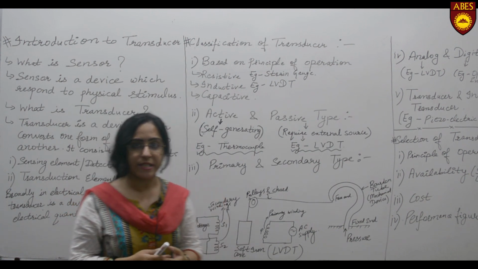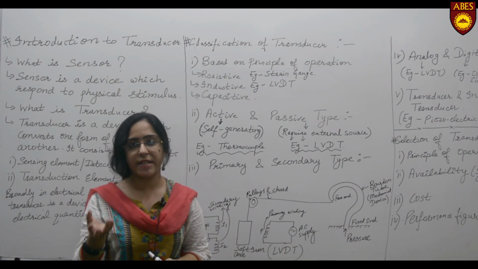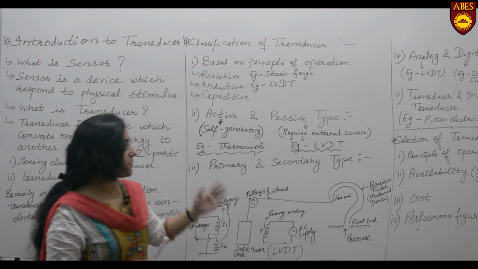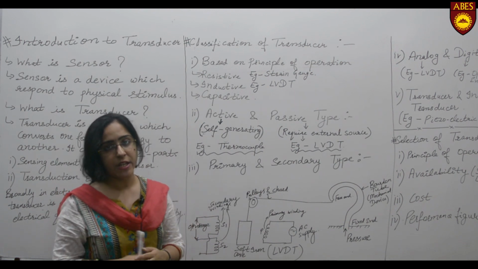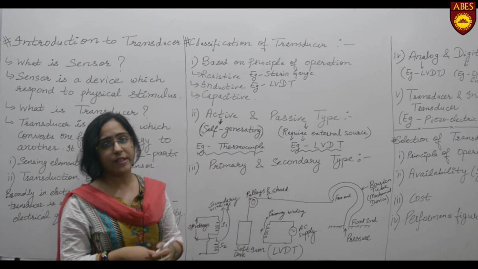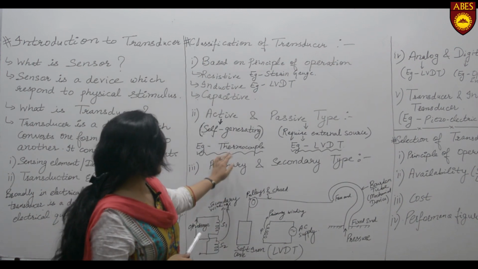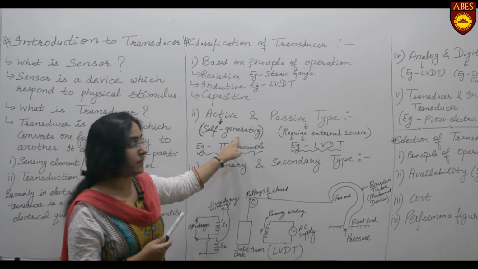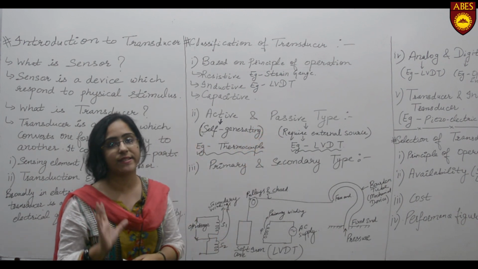When two dissimilar metals are joined together and heated with the help of a heater, that junction is named the hot junction, and the rest of the two points are kept at normal temperature. Now the heat flows from the hotter side to the colder side. When we connect a voltmeter across the open ends, we can see an EMF is generated, a very small EMF, which is 5 to 10 millivolts. So the thermocouple is an example of the self-generating type of transducer.